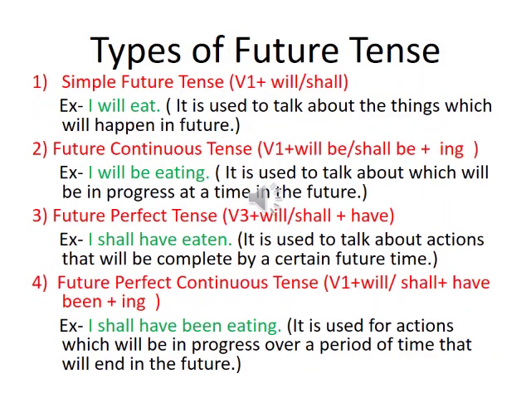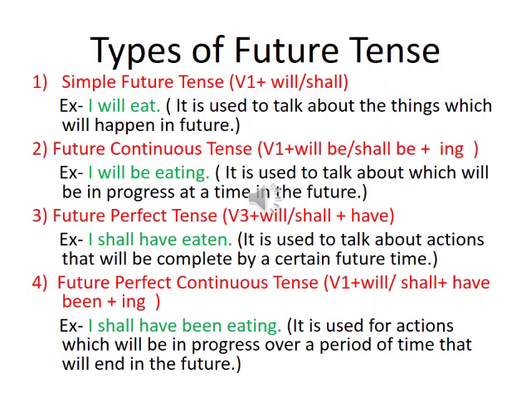Now we have to come to the next tense, that is future tense. Let us talk about the types of future tense. First type in this tense is simple future tense, in which we use the first form of verb plus will or shall. Let's see the example. I will eat. We are talking about things which are going to happen in the future in the sentence.